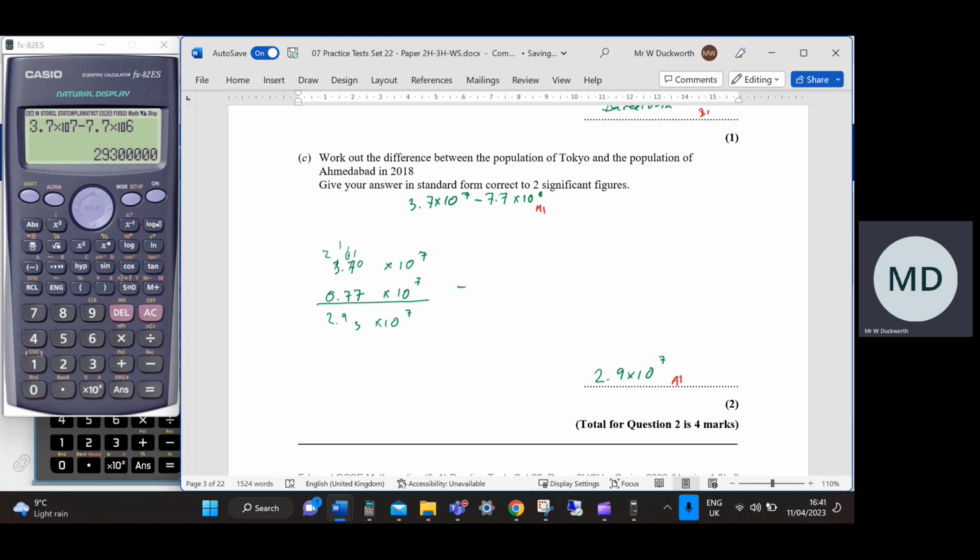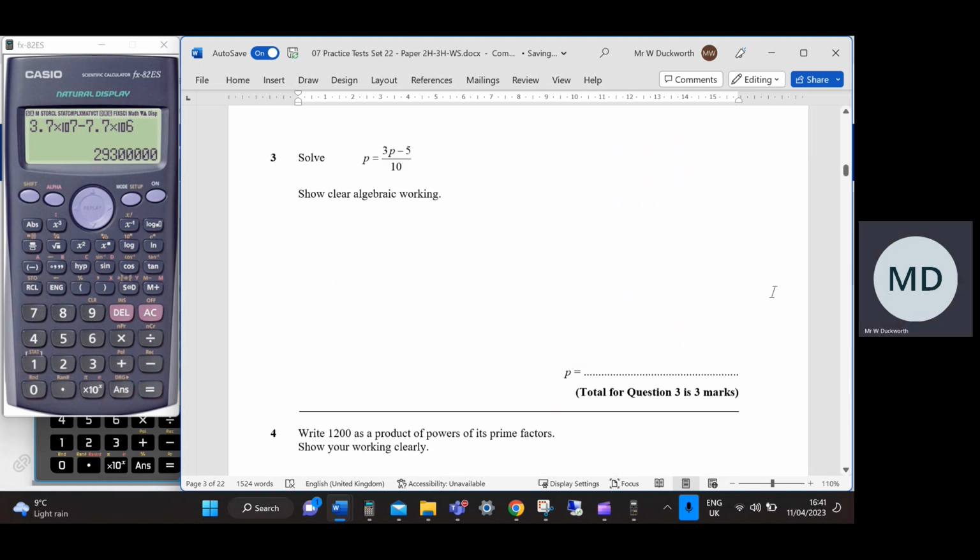Okay, and that brings us on to question 3. So for question 3, solve showing clear algebraic working. Okay, so I'm going to start by timesing both sides by 10, and that will give me 10p is equal to 3p minus 5, and that just gets rid of the denominator. I'm going to take my p's over to this side, so 7p is going to be equal to minus 5. So p is going to be equal to minus 5 over 7. And I'm going to leave it like that. Could go decimal, but there's no point, so I will stick with that.